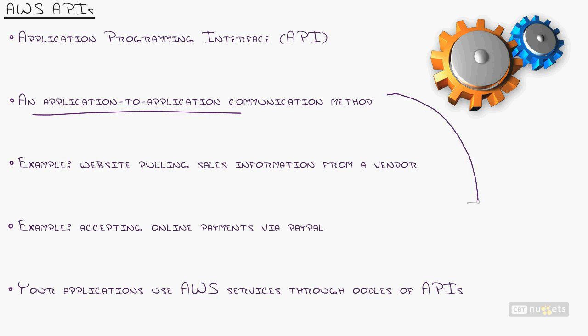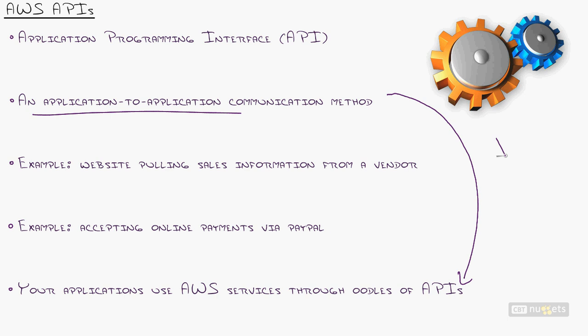Now bring it all down right here. Your applications use AWS services through oodles. That would be a lot of APIs. So just about, I would say, every service, but maybe there's one that I just didn't click on or think of right now. Every service on Amazon's website has an API.